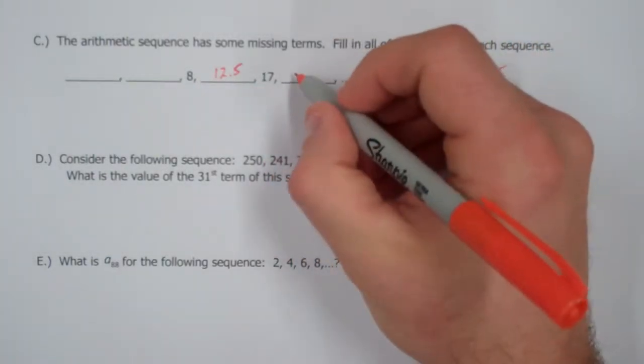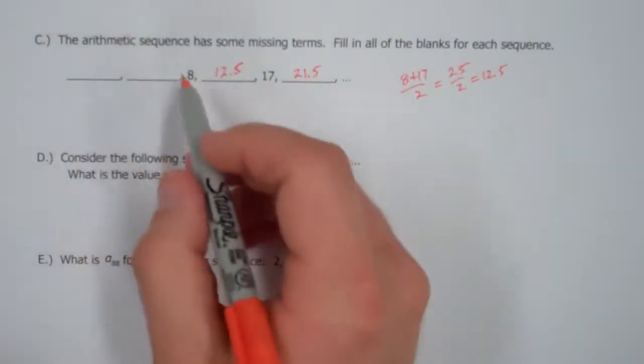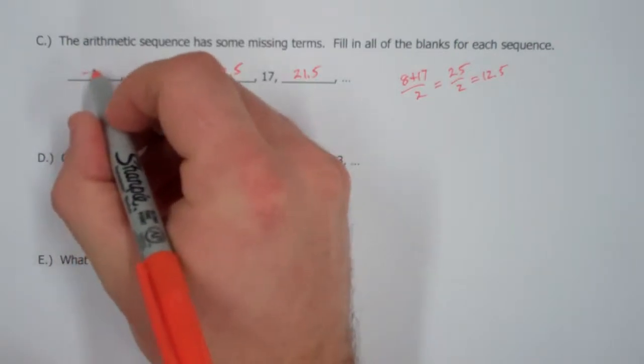D is 4 and a half, so we need to add 4 and a half to the 17, which is 21 and a half. We'll go backwards. 8 minus 4 and a half is 3 and a half. 3 and a half minus 4 and a half is negative 1.